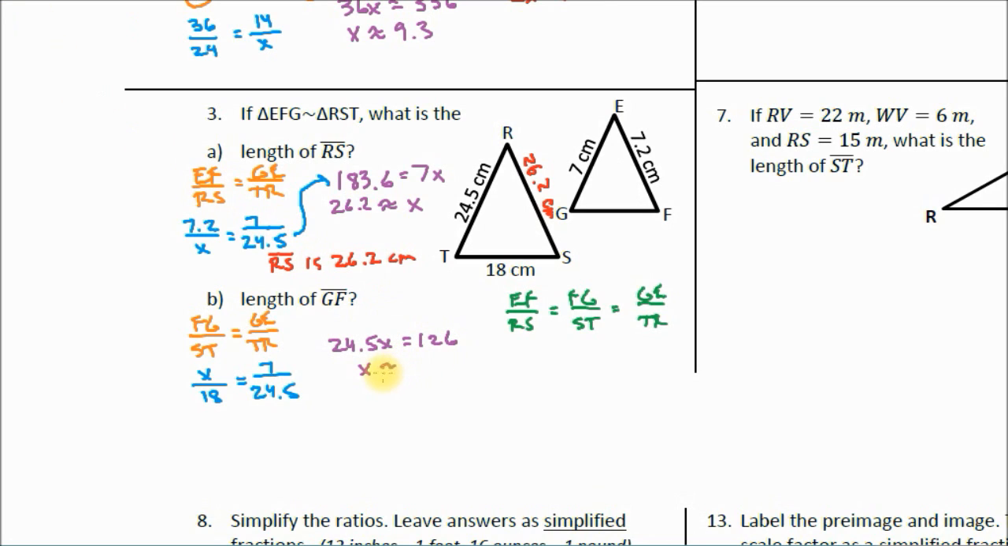X is approximately 5.1. So our answer here is GF is 5.1 centimeters. Let's label that 5.1 centimeters. Our numbers look like they make sense. This number looks like it matches up with about the same length as RT. GF all looks pretty good, so logically it looks like our numbers make sense on this problem.